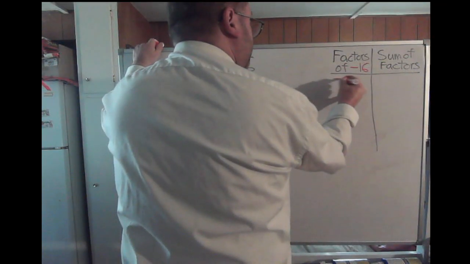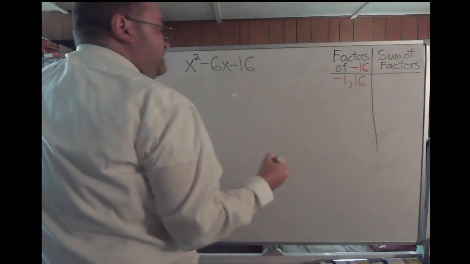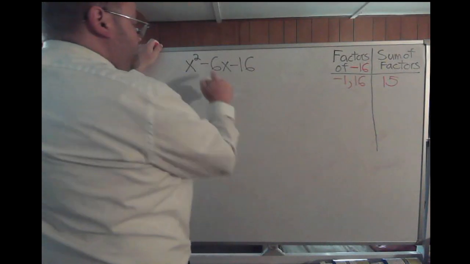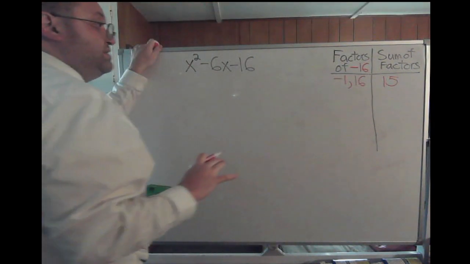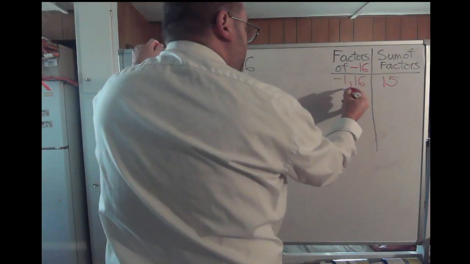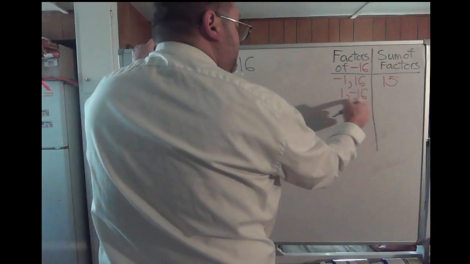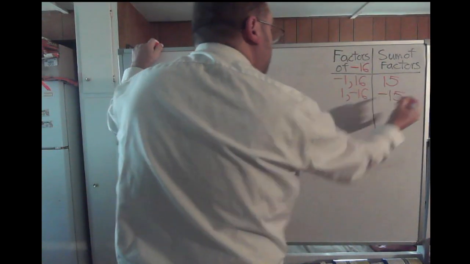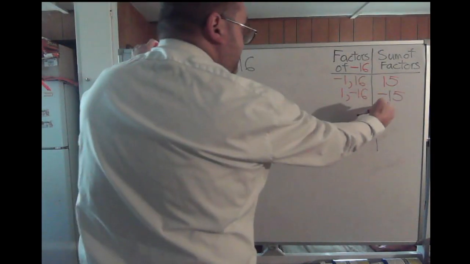Of course we have negative 1 and positive 16. Those are factors of negative 16. When added together, that'll give you positive 15. Well, the middle coefficient is supposed to be negative 6, not positive 15, so we can scratch that out. How about positive 1 and negative 16? Well, you add positive 1 and negative 16, you'll get negative 15. Well, the middle coefficient is supposed to be negative 6, not negative 15.